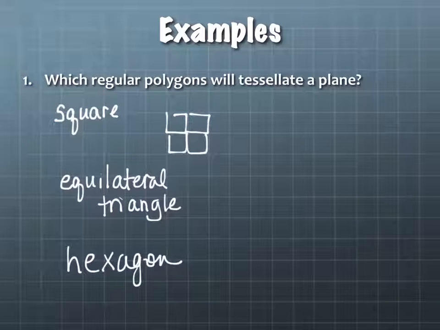Why not? Because it won't divide the 360 evenly. So there is no polygon bigger than a hexagon that will tessellate a plane. This is it. There are only 3 regular polygons that will tessellate a plane.